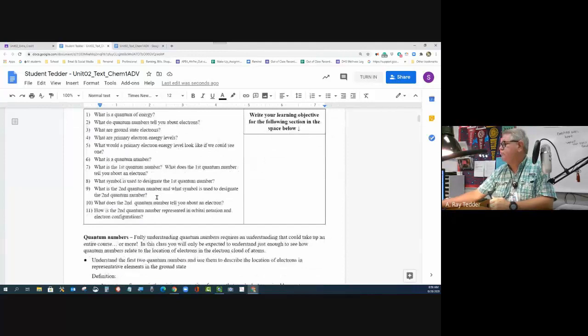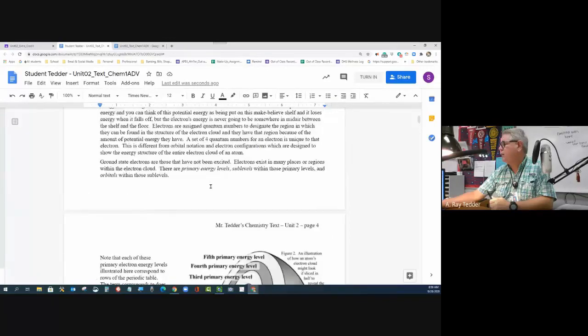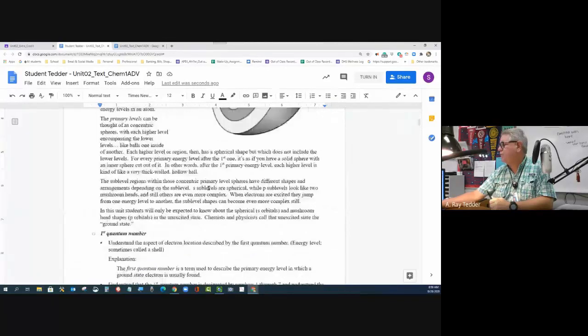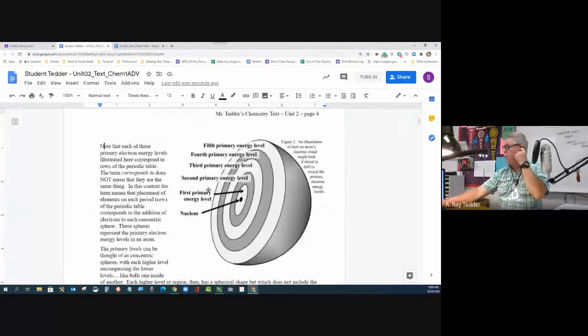All right, then. What symbol is used to designate the first quantum number? Since we don't actually deal with quantum numbers, the first quantum number is indicating what these primary levels are. Okay, so we would call this level 1. And when we do orbital notation and electron configurations, those electrons there will be identified as being in level 1. And this would be level 2. And this would be level 3. Okay?